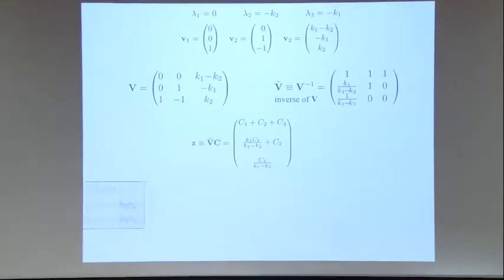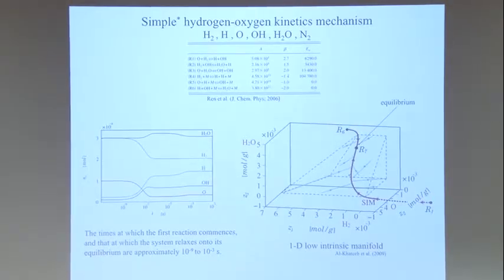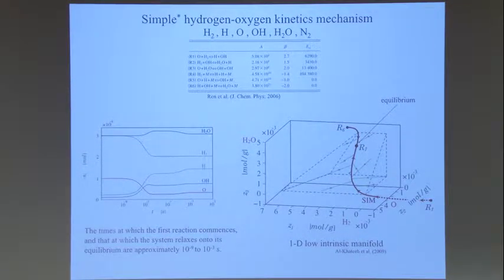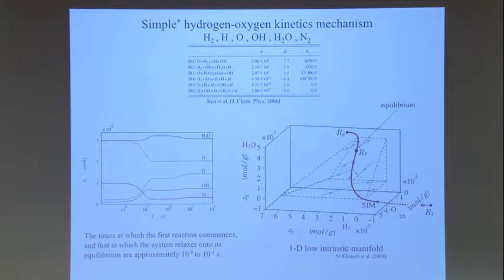We went through this. I showed you this example taken from the literature, a simple hydrogen-oxygen kinetic mechanism that involves six species and six reactions. What you can see here is plotted the concentration, actually the number of moles, but it's the same thing, as a function of time. You can see how different the time scales of the changes are. Certain things occur on a time scale of 10 to the minus 9 and some others 10 to the minus 3, right? So there is quite a disparity.